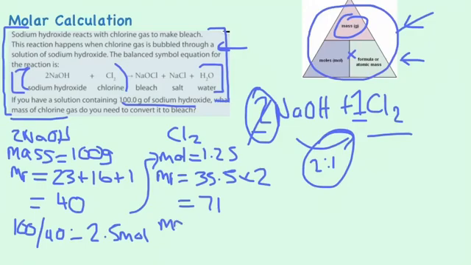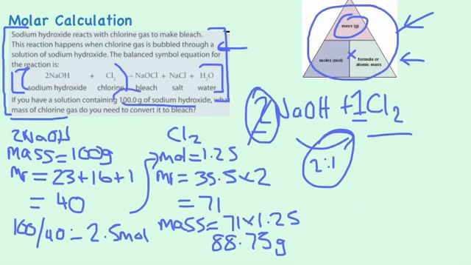So if we want to find our mass, what we need to do is 71, our Mr, times by our moles, 1.25, and that comes out to be 88.75, and we're talking about mass, so that goes in grams. Now, in our question, all of our figures have been given to 4 significant figures, so we'll leave our answer as this, and the answer is 88.75 grams.